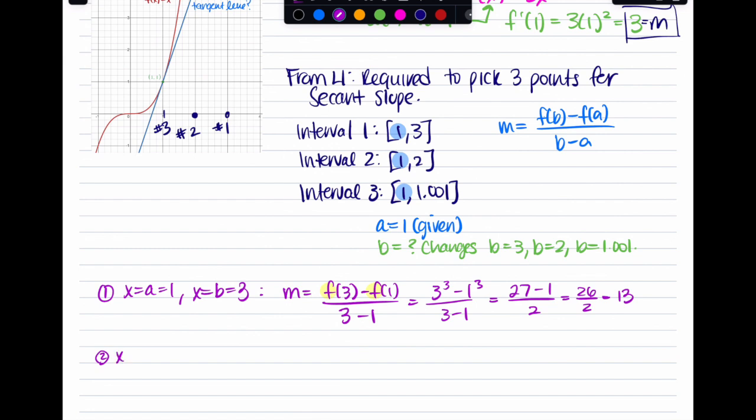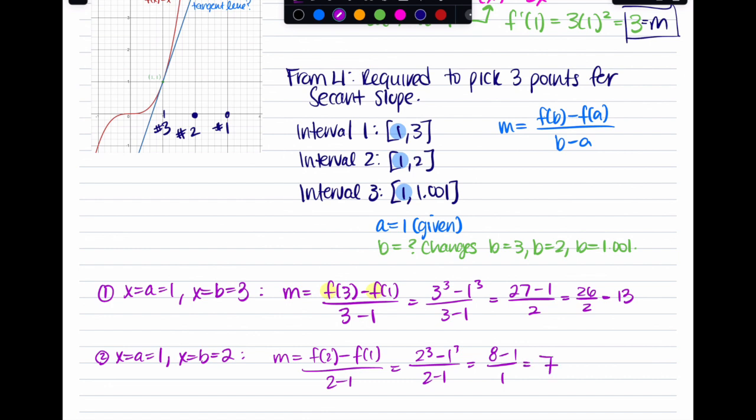For number 2, x equals a equals 1, x equals b equals 2. This is m equals f of 2 minus f of 1 over 2 minus 1, or 2 cubed minus 1 cubed over 2 minus 1, or 8 minus 1 over 1, or 7. And that makes sense, right?